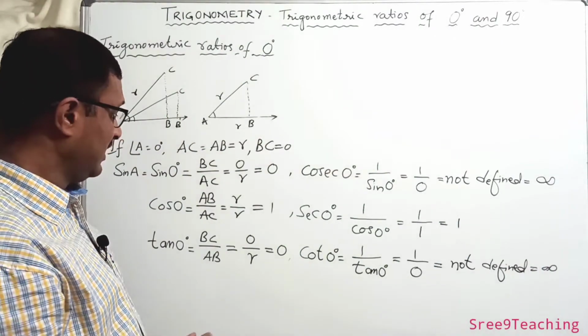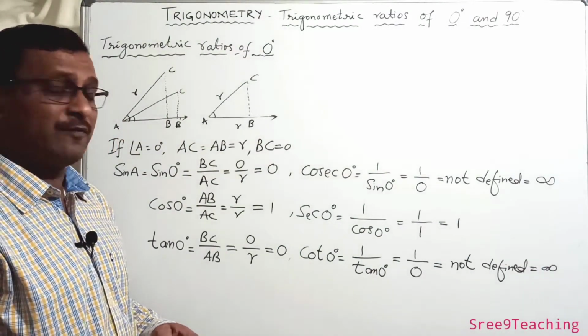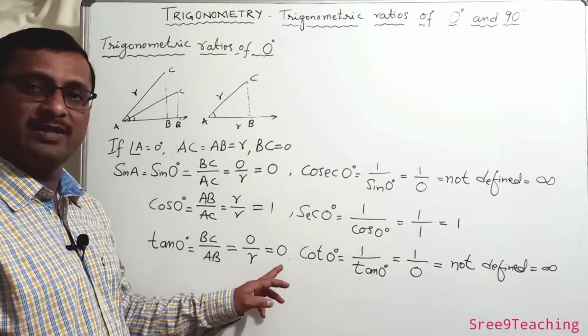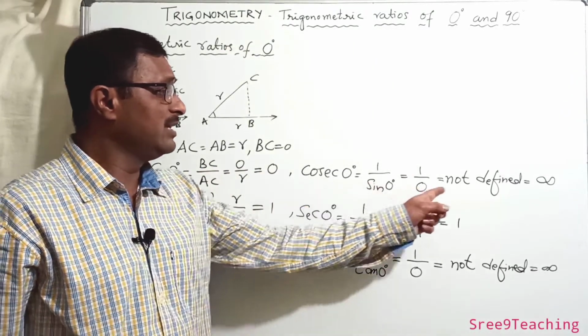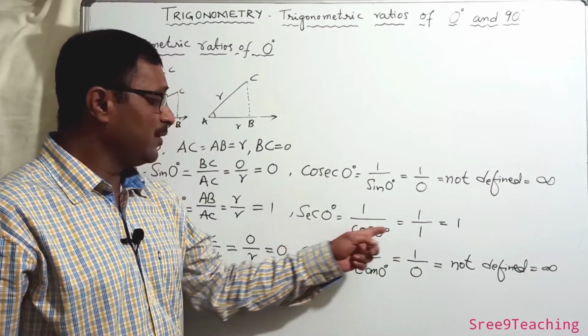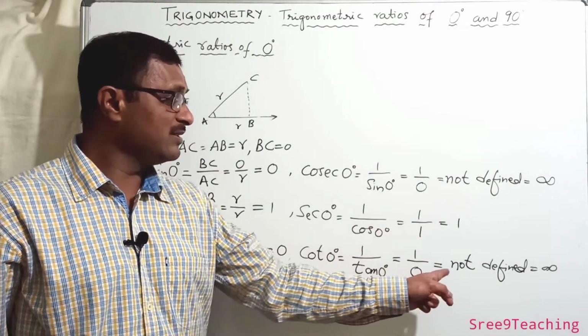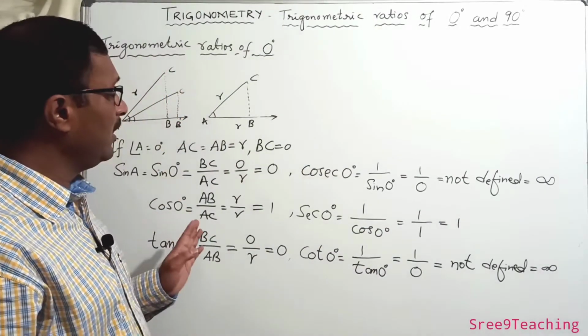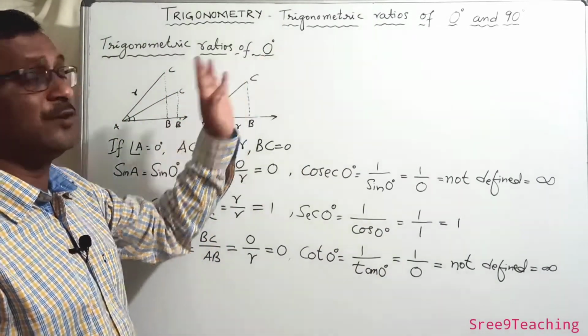So like this we got the values: sine 0 is 0, cos 0 is 1, tan 0 is 0, cosecant 0 is not defined, sec 0 is 1, cot 0 degrees is not defined. Okay, so we have found the trigonometric ratios of 0 degrees.